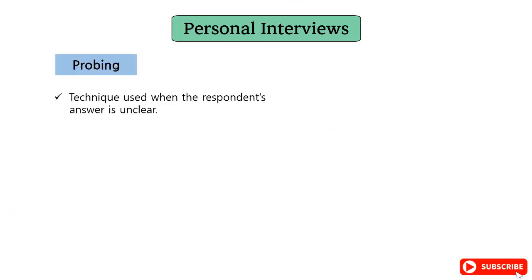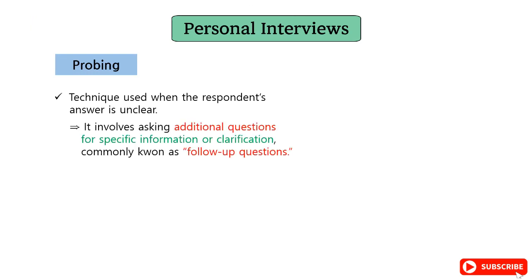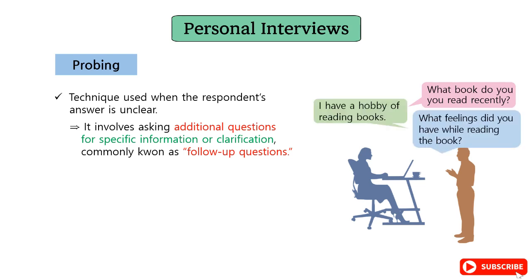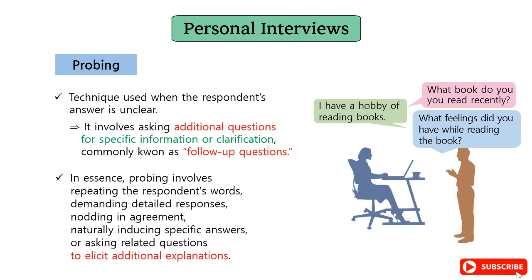Probing, on the other hand, is a technique used when the respondent's answer is unclear. It involves asking additional questions for specific information or clarification, commonly known as follow-up questions. For example, if the question is about the theme of a recently read book and the answer is unclear, the interviewer may ask, "What feelings did you have while reading the book?" In essence, probing involves repeating the respondent's words, demanding detailed responses, nodding in agreement, naturally inducing specific answers, or asking related questions to elicit additional explanations.